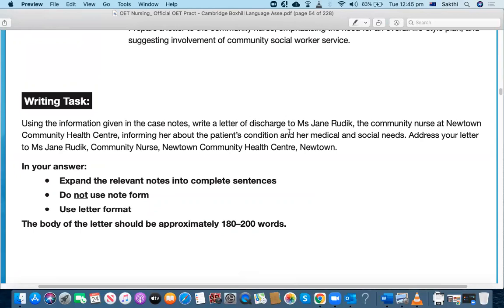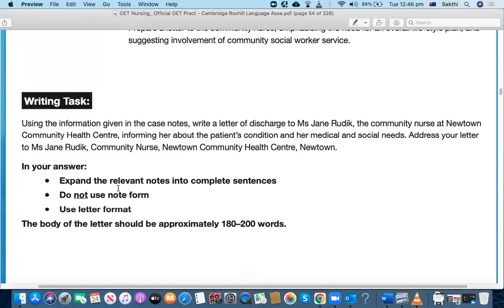They have clearly stated that it's going to be a discharge letter, and that this is the recipient who's going to continue providing the care. The recipient is a community nurse working at Newtown Community Health Center. And what do we need to include? The patient's condition and the patient's medical as well as social needs. Awesome. And this is the address of the recipient, so you can just copy and paste. Remember that only the information mentioned in the writing task is grammatically accurate, which means you can copy and paste it in your letter.